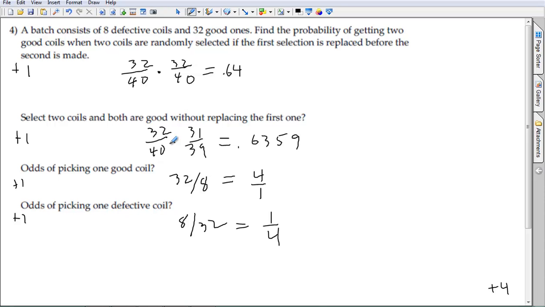Without replacement only changes it a little. The first one is the same. The second one is 1 less: there's 1 less good, and there's 1 less total. So it's almost the same probability, but just slightly lower.